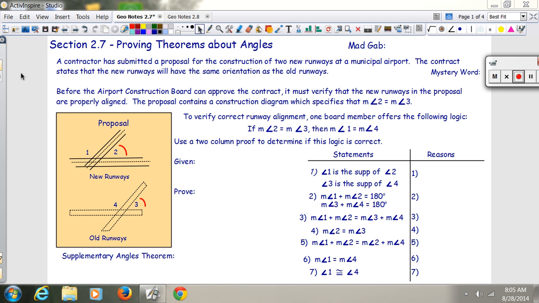It's kind of the same scenario as this stuff. We're still looking at the statements and the reasons, and trying to figure out what kind of reasons we can use to make sure that we know things are true statements. So let's take a look at 2.7.